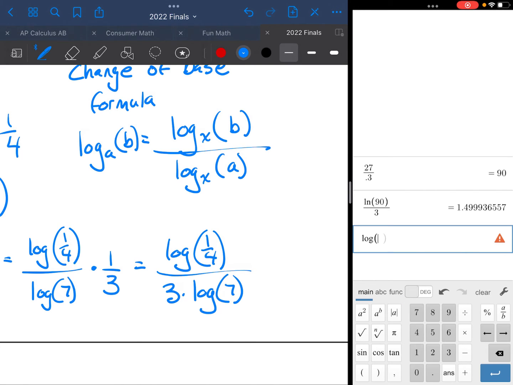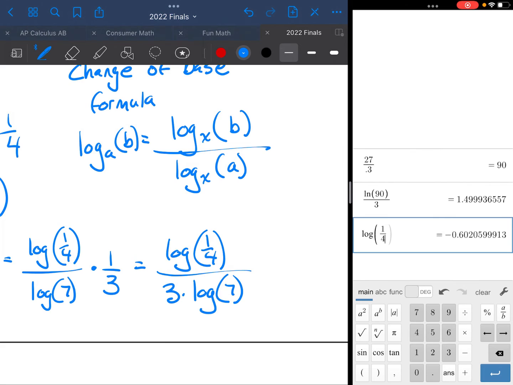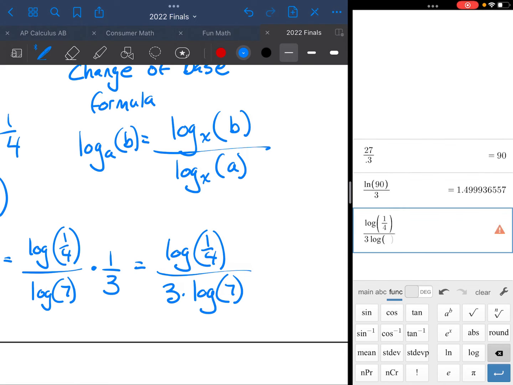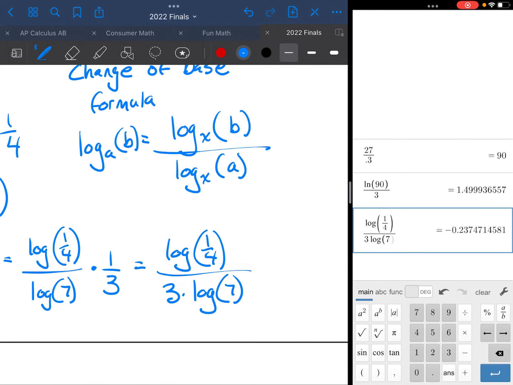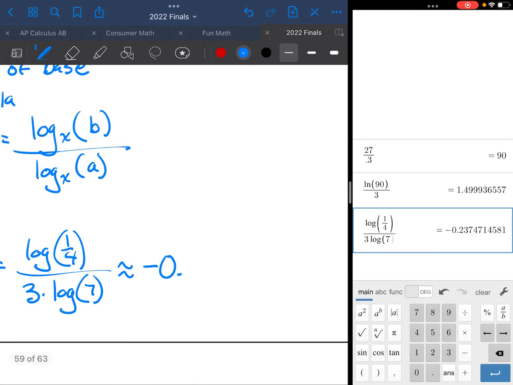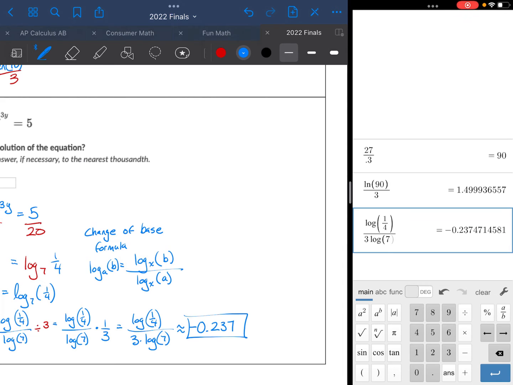So log of 1/4, all of this divided by 3 times log of 7. That is going to be approximately equal to, because we're rounding, negative 0.237. Final answer. Nice. All right.